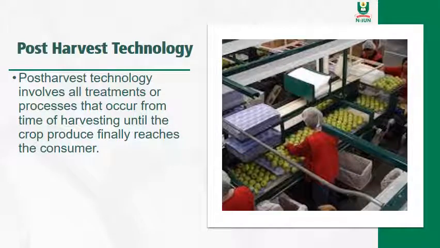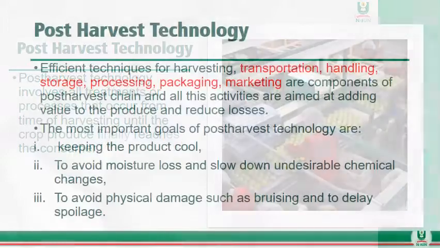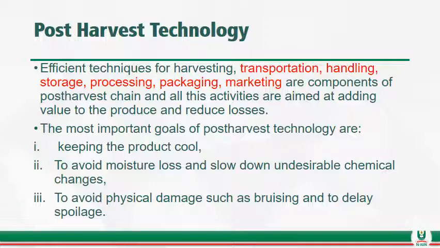So as a means of definition, we want to talk about post-harvest technology. And post-harvest technology involves all treatments or processes that occur from the time of harvesting until the crop produce finally reaches the consumer. So you're talking of from the time of harvesting until it finally reaches the house of the final consumer. Efficient techniques for harvesting involve transportation, handling, storage, processing, packaging, and marketing, like we have listed in the previous slide.